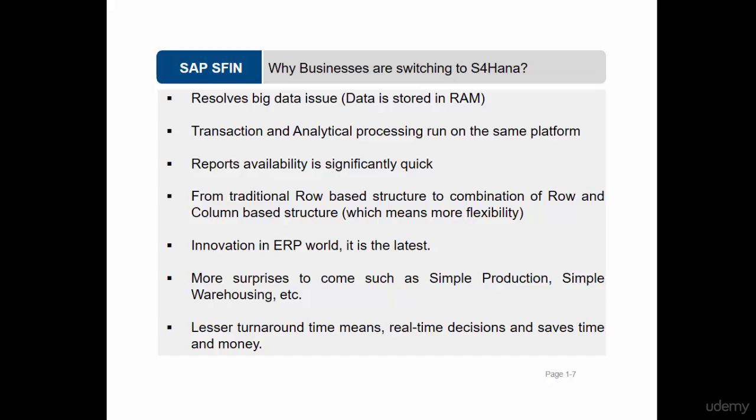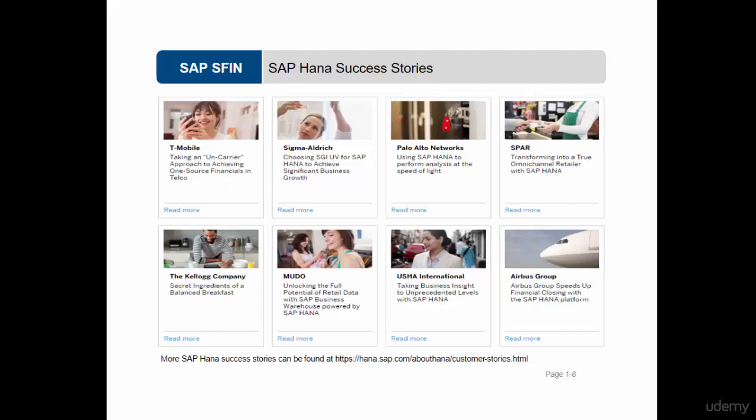Innovation in the ERP world, it is the latest. More surprises to come, such as simple production, simple warehousing, etc. Lesser turnaround time means real-time decisions and saves time and money. There are so many SAP HANA success stories. If you are interested to know more about SAP HANA success stories, visit this link.